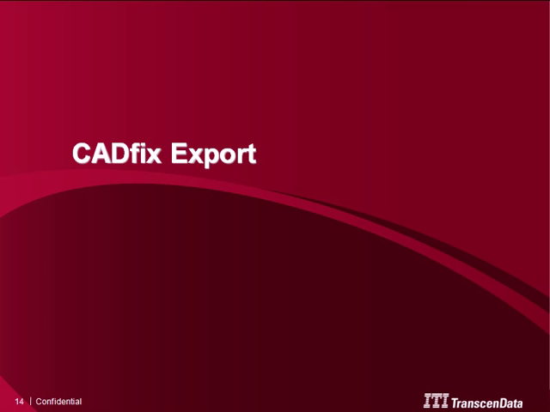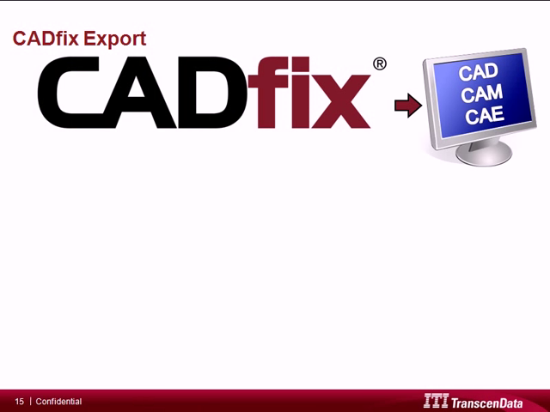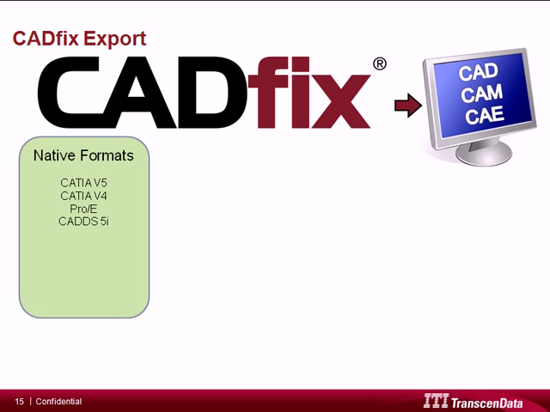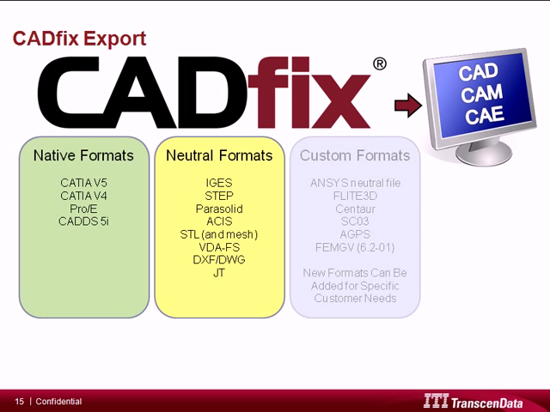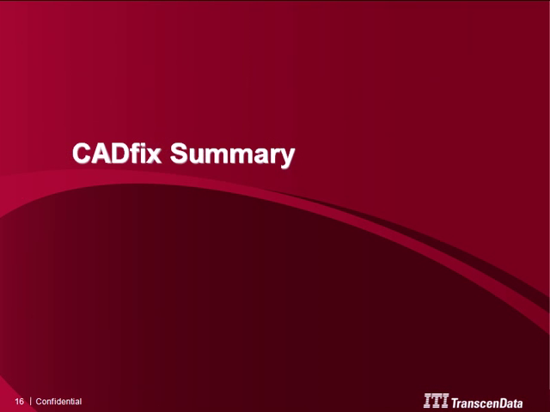As with the import formats, CADfix can export to a wide range of systems. For the native CAD systems, we have CATIA v4 and 5, Pro Engineer, and CADDS 5i. We can also write to all the major neutral formats, including IGES, STEP, Parasolid, and ACIS. Finally, we have a number of custom or specialist engineering formats that we can export to.